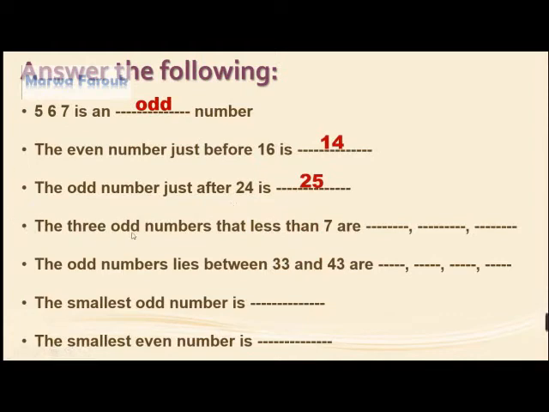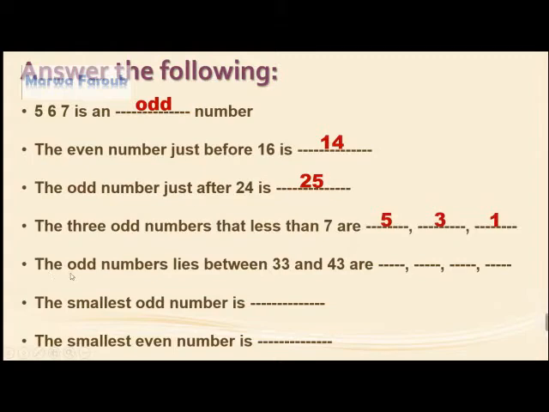The three odd numbers that are less than 7. I will think first. What are the numbers less than 7? It's 6, 5, 4, 3, 2, 1, and 0. So I will pick the odd numbers only from here. He wants 3 odd numbers. So I will circle 5, 3, and 1. They are 3 odd numbers here, and I will write it like this.